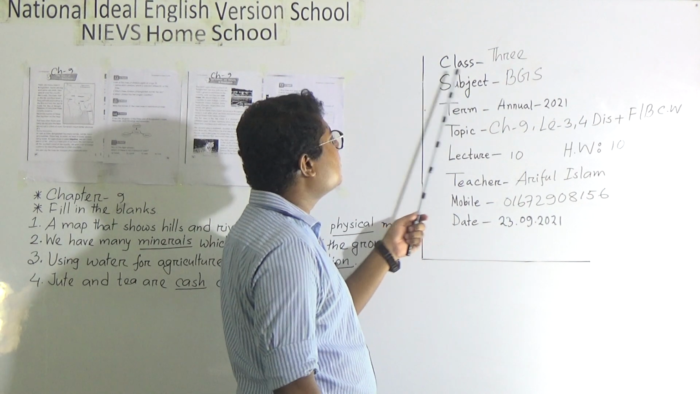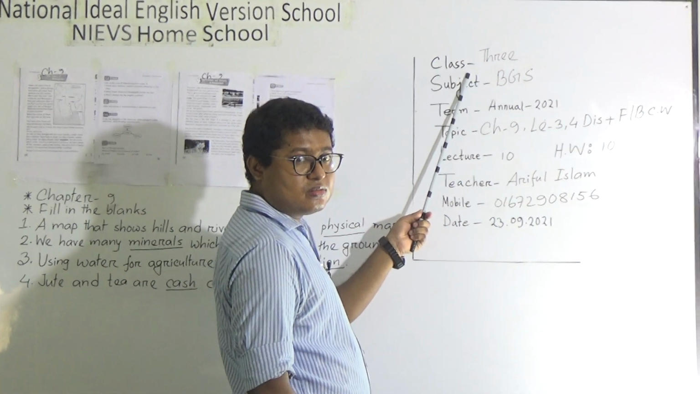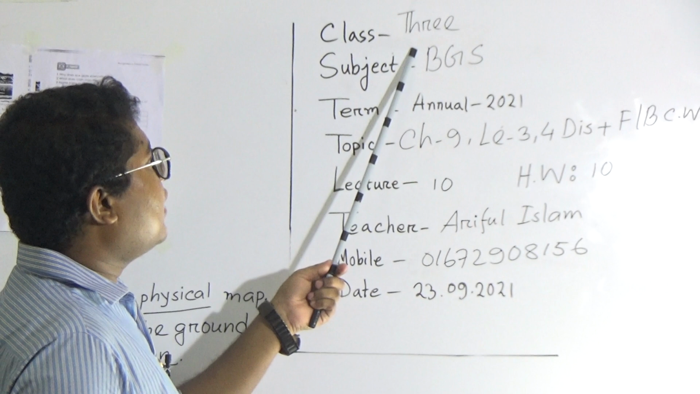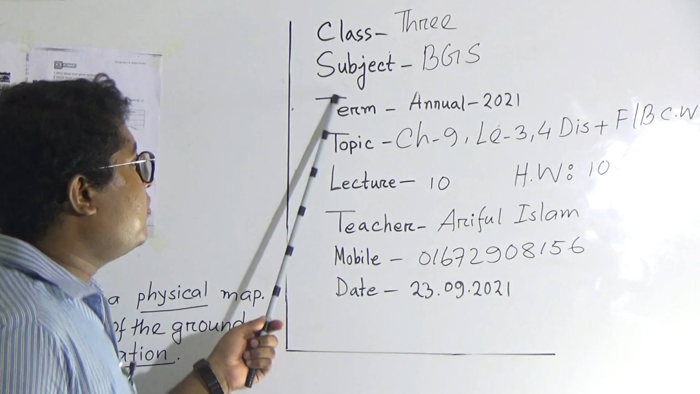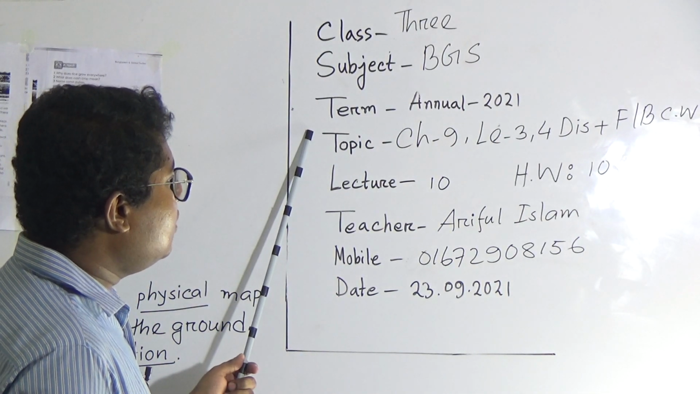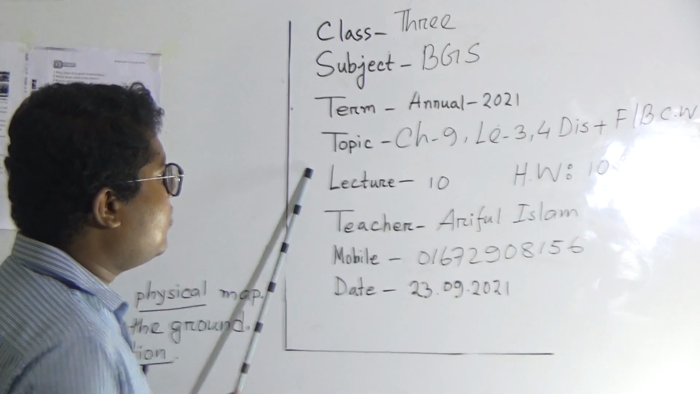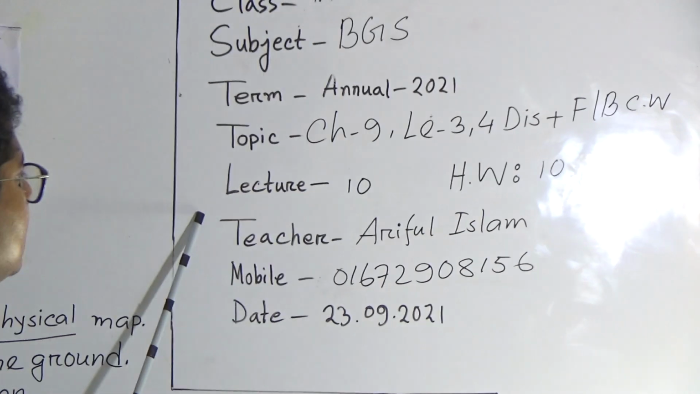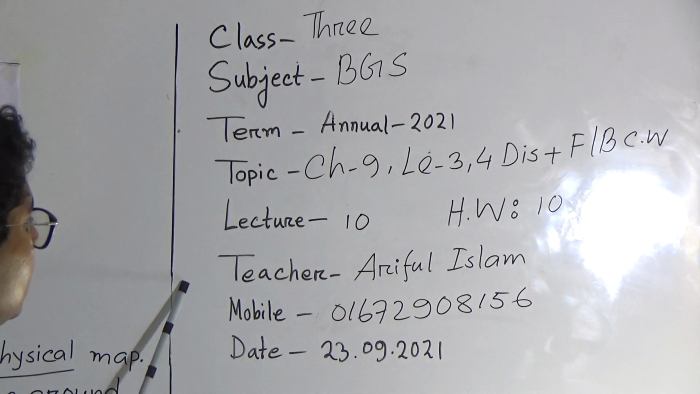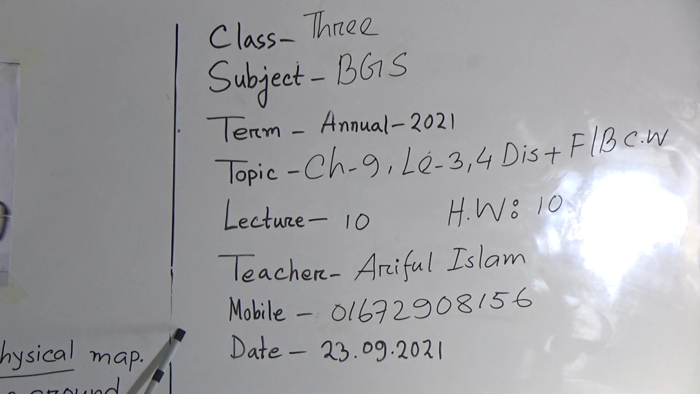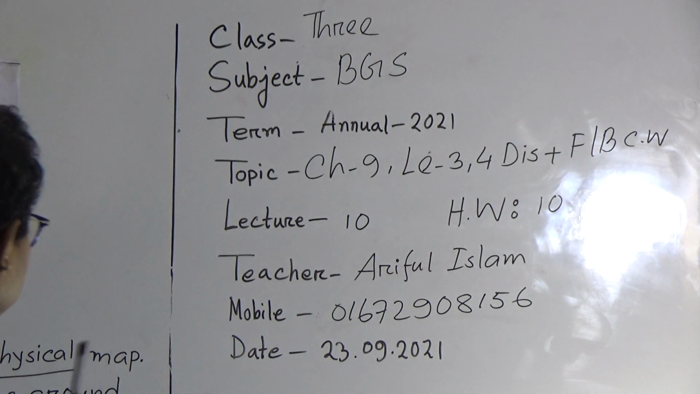Today's class: class 3, subject BGS, term annual 2021, topic Chapter 9, Lesson 3-4 discussions plus fill in the blanks CW, lecture 10, SW 10, teacher Ariful Islam. This is my mobile number and today's date. So my dear students, let's start our today's class.